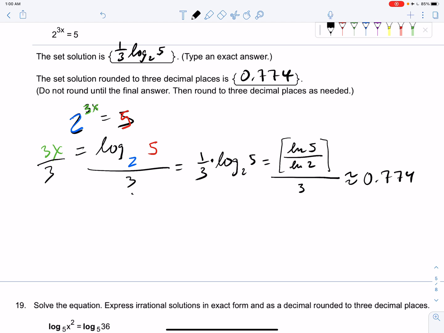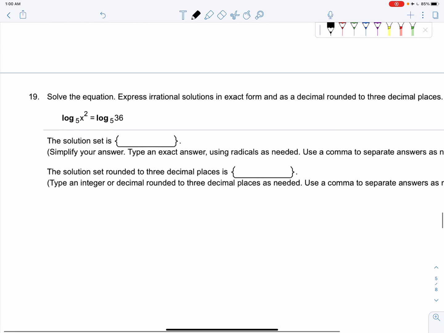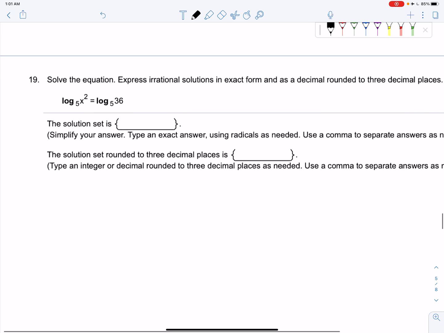All right. Got worse looking. Okay, now number 19. Now we're getting there. How many more pages we have here? 19, 20. Oh, we got more. Okay. So number 19, we're solving this.